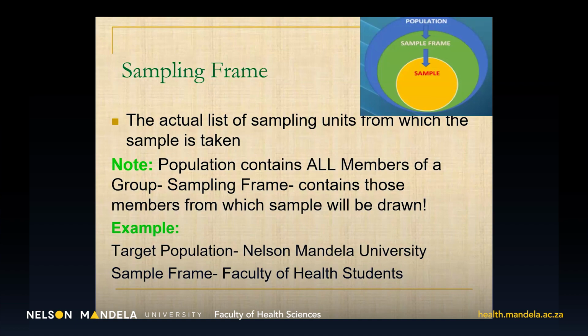So in other words, I'm saying, note that the population contains all members of the group. Sampling frame contains those members from which we can draw the sample. I hope that is clear. I want to emphasize that again. Population contains all the members of a group.